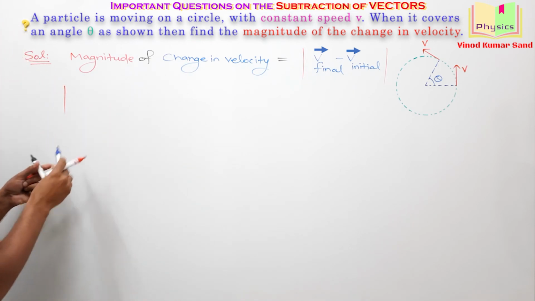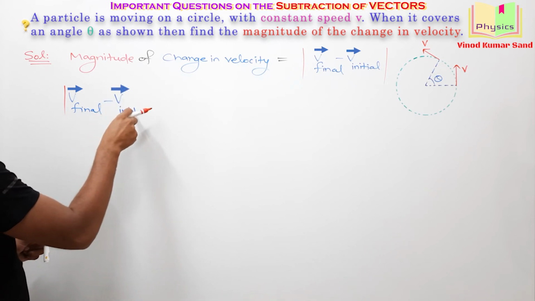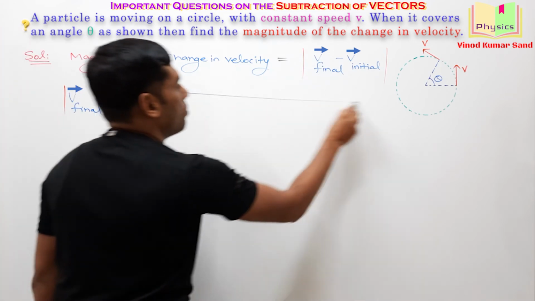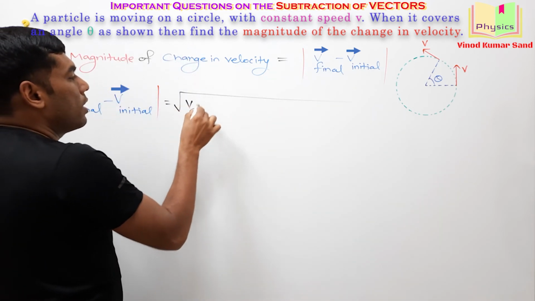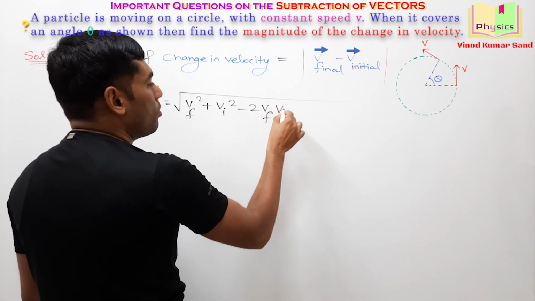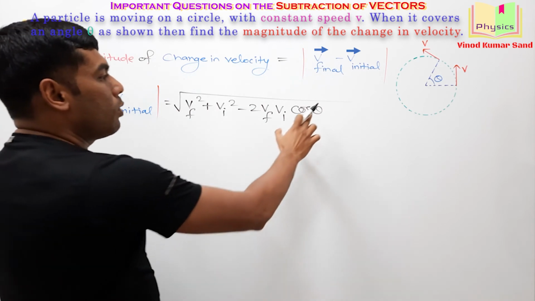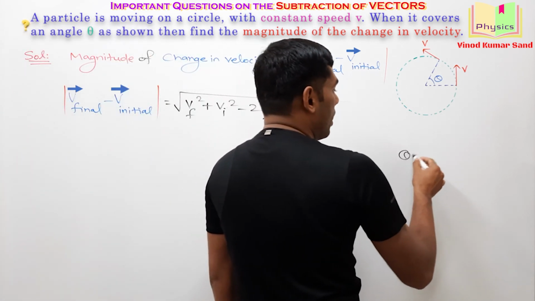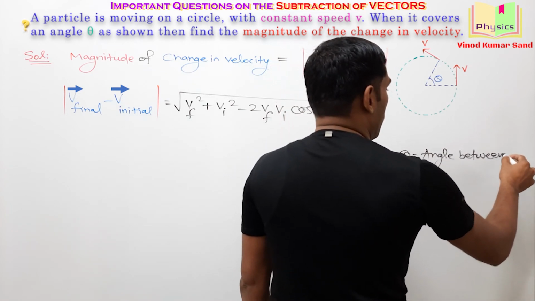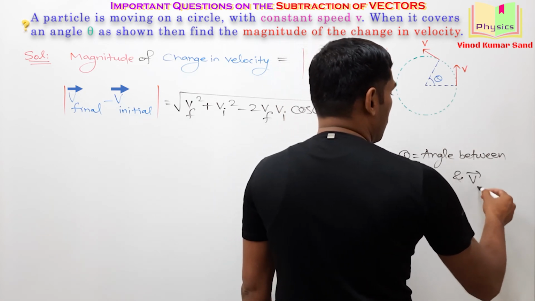Mod of v final minus v initial can be written equal to root of v final square plus v initial square minus 2 v final v initial cos of theta. Okay, here what is theta? Theta is the angle between the final velocity vector and the initial velocity vector.